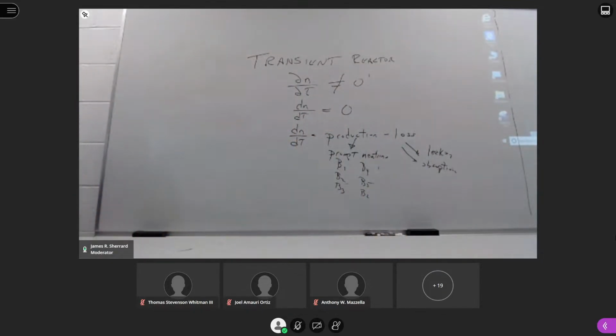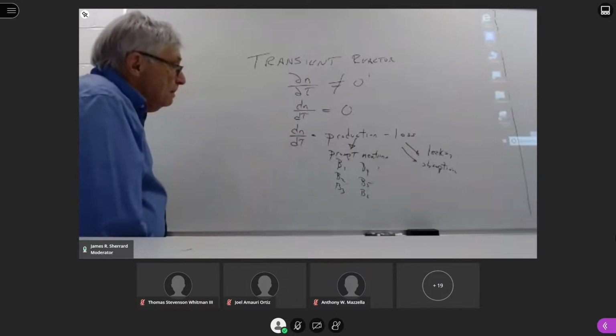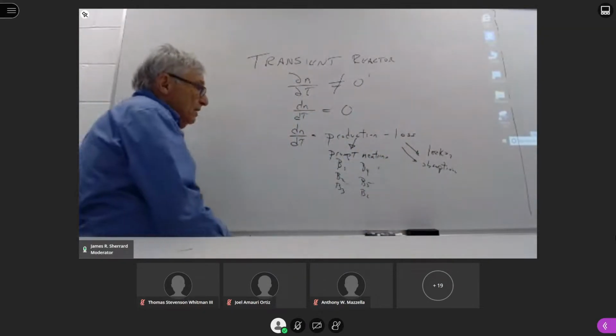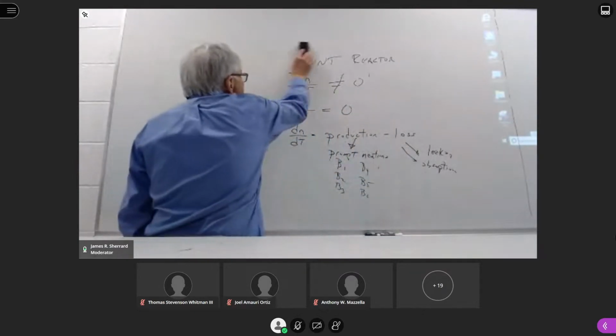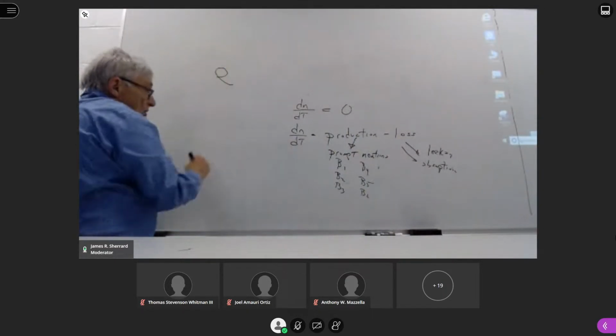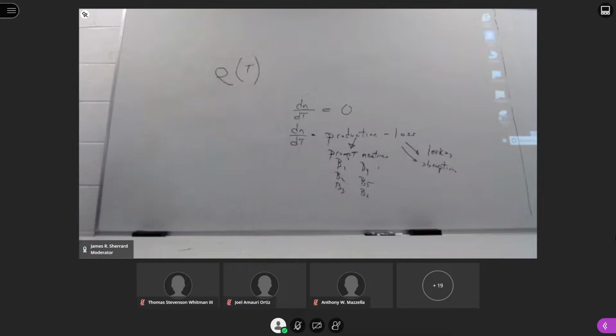What your book does for the bottom of page 306 through 307 into the top of page 308, they are developing a solution to this. You're having 7 production terms, 2 losses, and when the dust settles out of this, what you're going to end up with is an equation of reactivity as a function of reactor period. And in particular, it is equation 10.20.